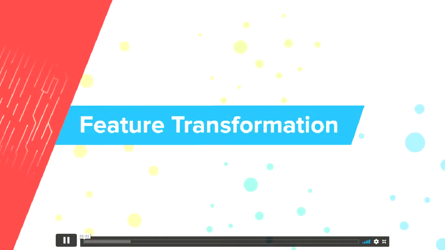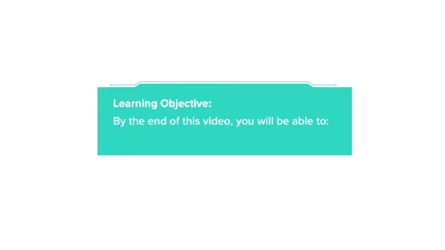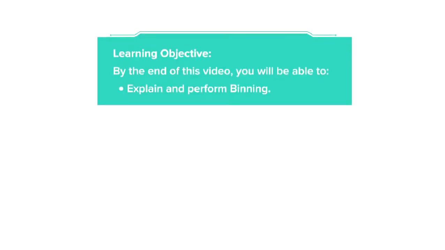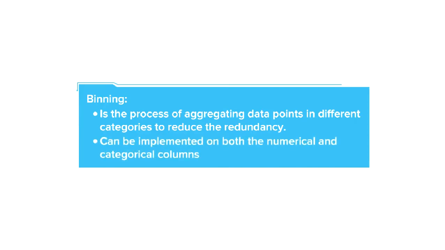Let's continue our discussion on feature transformation. By the end of this video, you will be able to explain and perform binning. Binning is the process of aggregating data points in different categories to reduce the redundancy. This procedure can be implemented on both the numerical and the categorical columns.